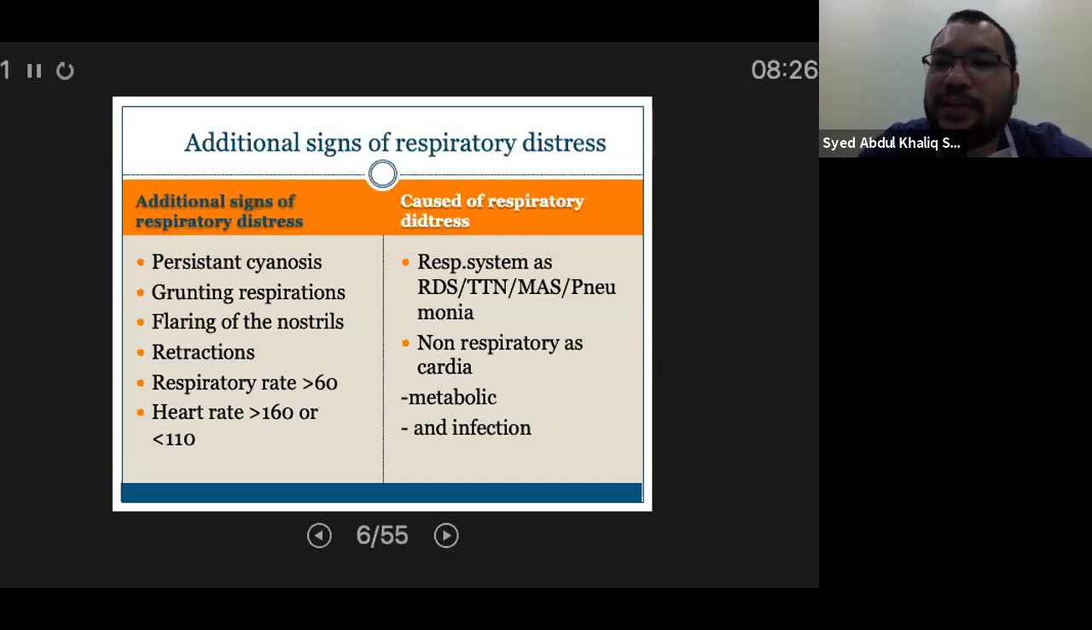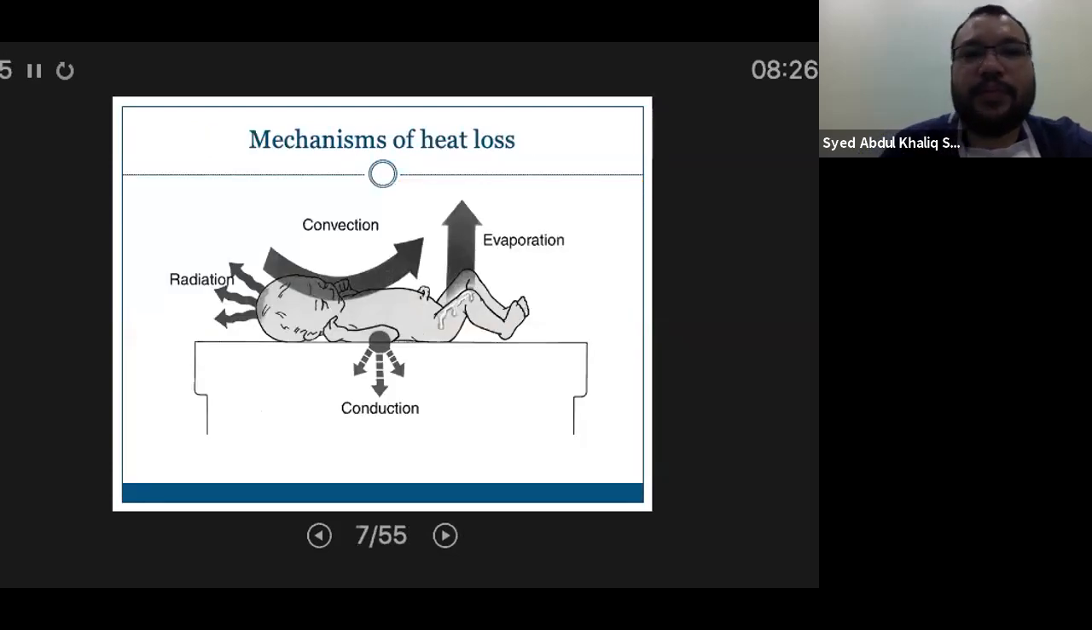Usually with hyperthermia, high temperature, the child can be tachypneic. If it is hypothermia, usually it is more of a low respiratory rate.